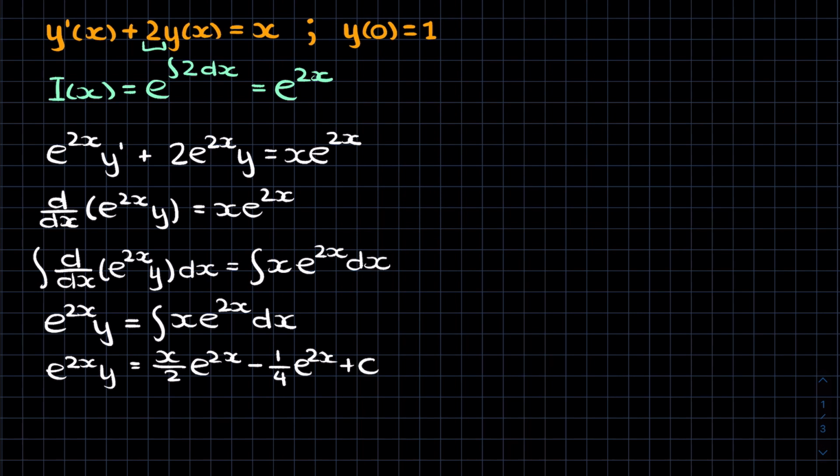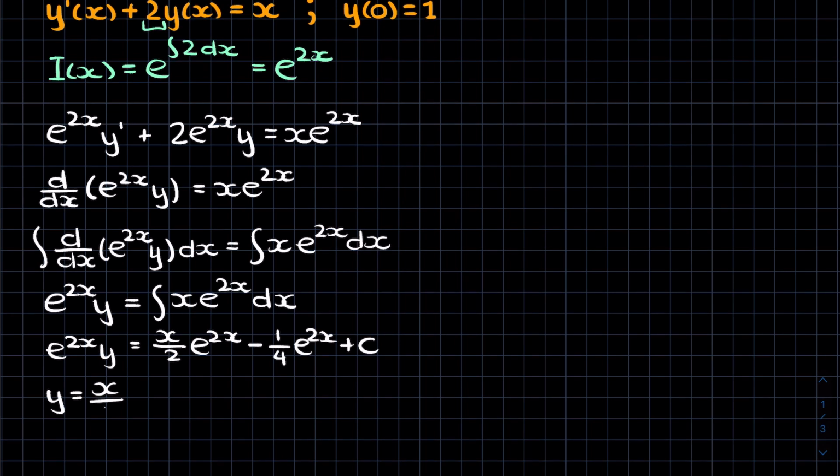Now we can just solve for y by dividing by e to the 2x, and this will just give us y equals x over 2 minus 1/4 plus c e to the minus 2x. Now this is our general solution, and we have an initial value problem, so we need to go one step further and plug in x equals 0 and y equals 1.